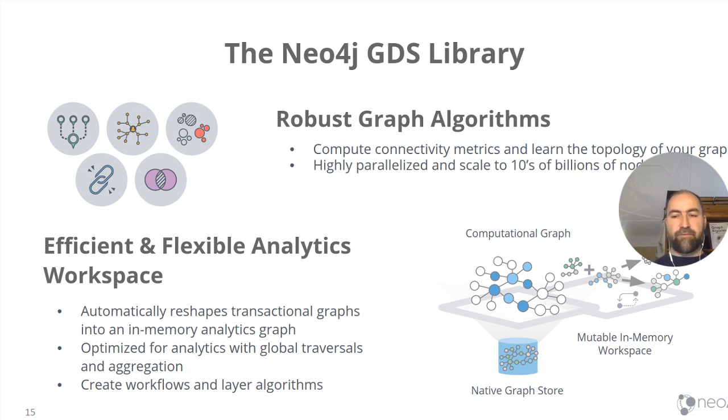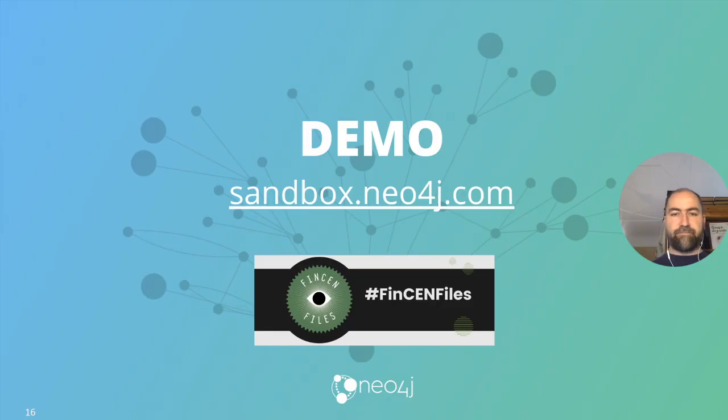Basically what we do is we project arbitrary shapes of data from the graph store into the in-memory graph for the graph algorithms library, and then run the algorithms on that to compute new information. It's kind of like an unsupervised algorithm which uses this topological information to compute new kinds of data.